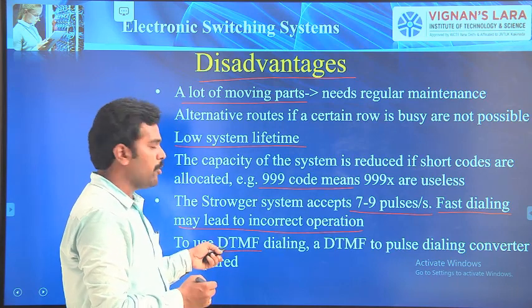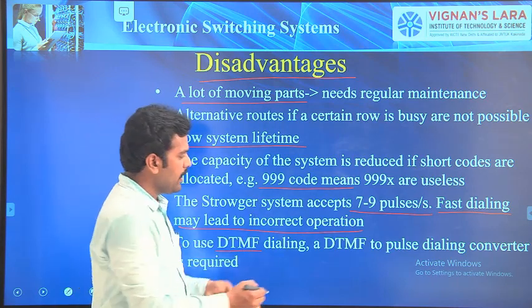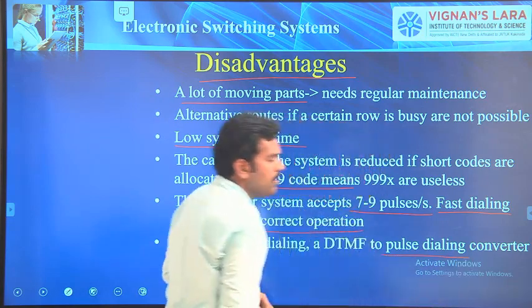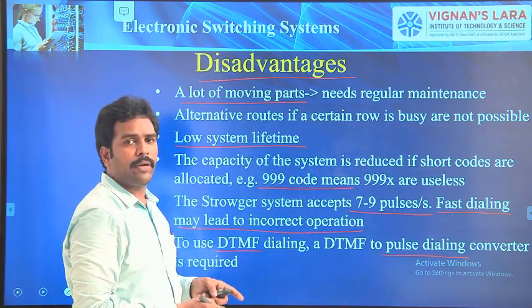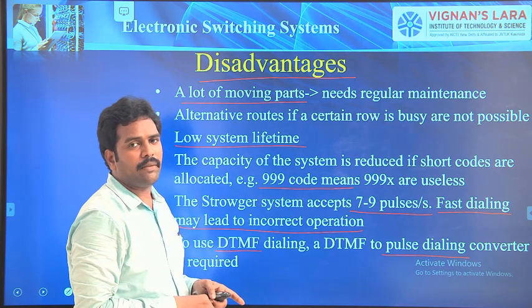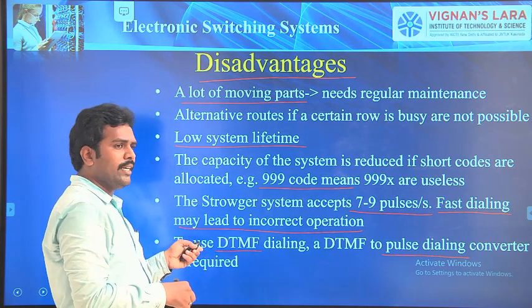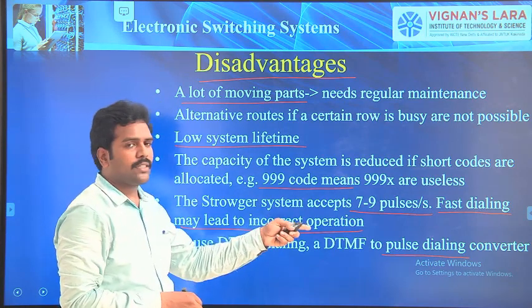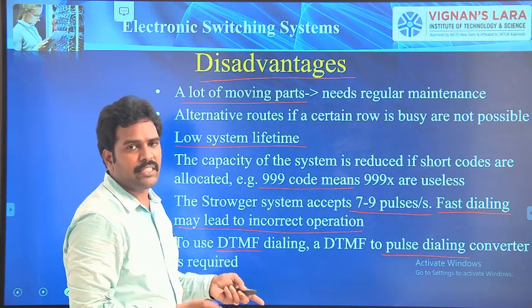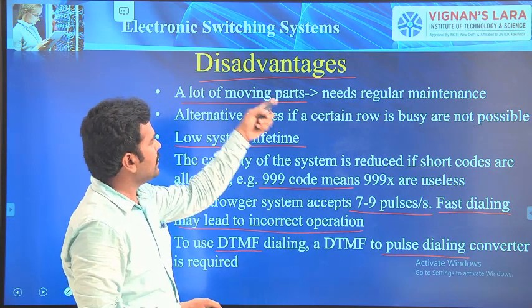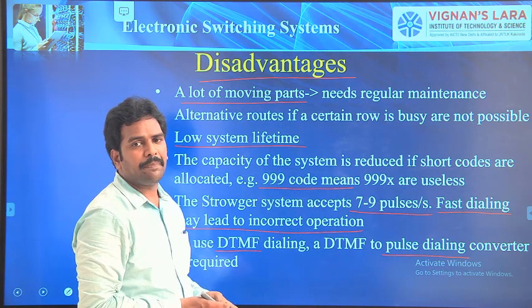But if I am using DTMF, again I have to use a pulse dialing mechanism because the Strowger operates only on pulse dialing. Therefore, again I have to use a DTMF to pulse dialing converter. Therefore, the hardware increases. So these are the drawbacks of a Strowger switching system.